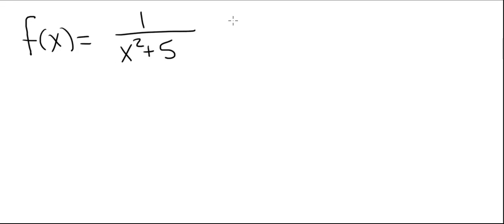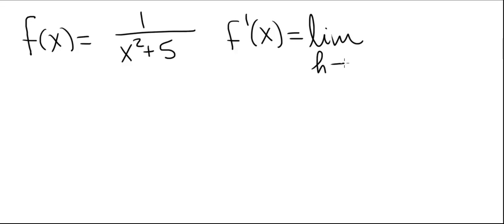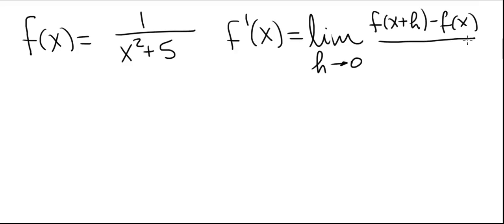We're going to use the definition of the derivative to differentiate f of x equals 1 divided by x squared plus 5. Recall the definition of the derivative. It's defined, f prime of x is defined by the limit as h approaches 0 of f of x plus h minus f of x, divided by h. So we're going to do this in steps.